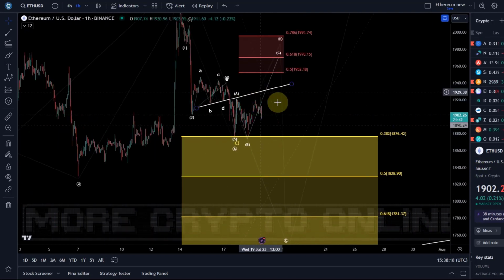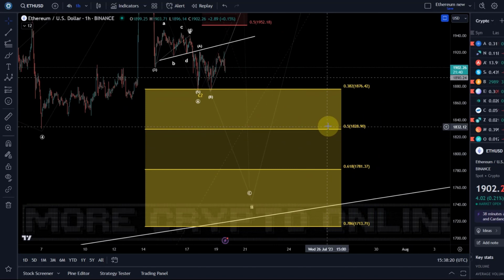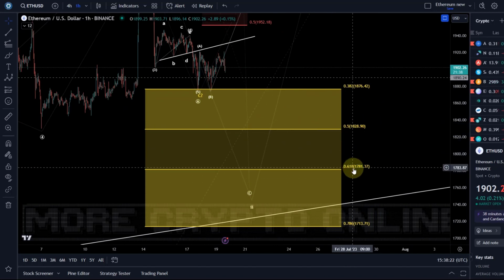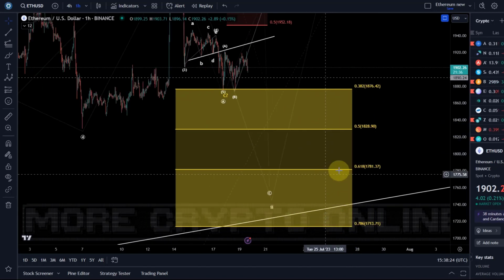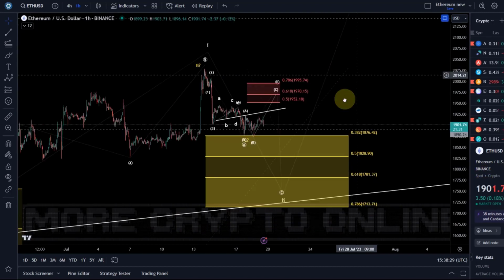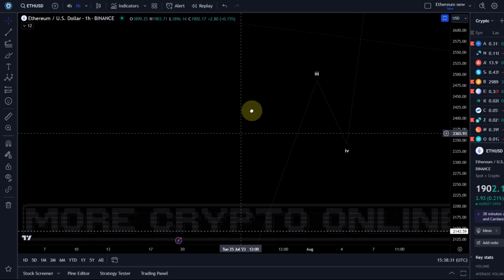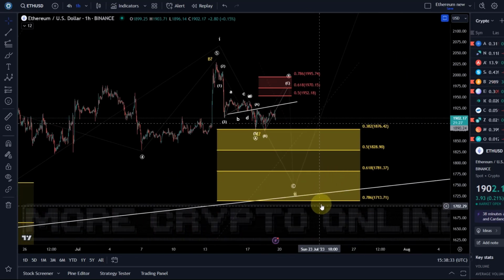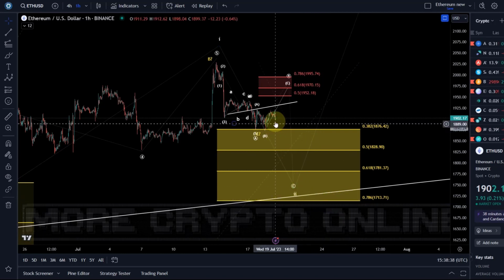Eventually we should come down lower in the C wave with relevant support at 1828, 1781 and 1713. And after that, if we find support in this yellow box, then we should be able to rally in a third wave later to 2,500 plus. But the condition, as I said, is that it's holding 1713. I think this could come down quite deep.